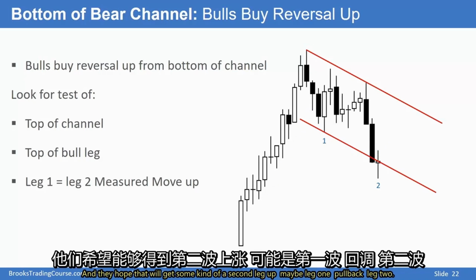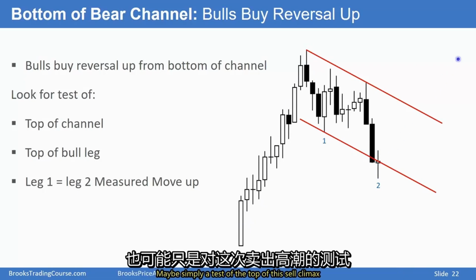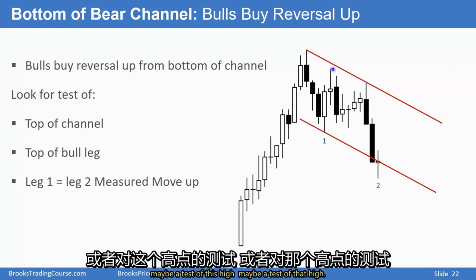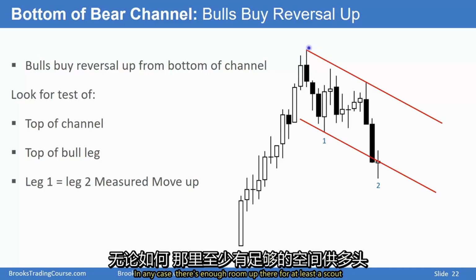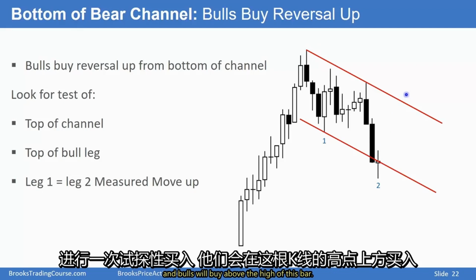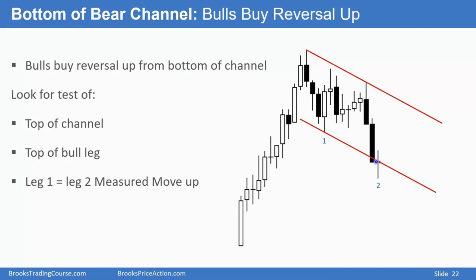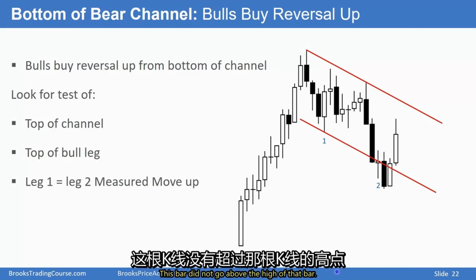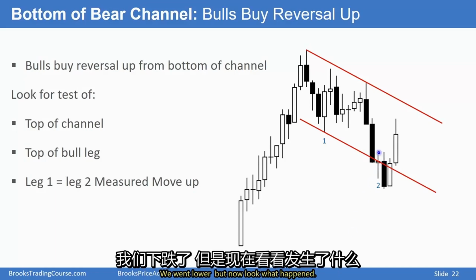And they hope that will get some kind of a second leg up, maybe leg 1, pullback, leg 2. Maybe simply a test of the top of this sell climax, maybe a test of this high, maybe a test of that high. In any case, there's enough room up there for at least a scalp, and bulls will buy above the high of this bar. This bar did not go above the high of that bar. We went lower. But now look what happened.